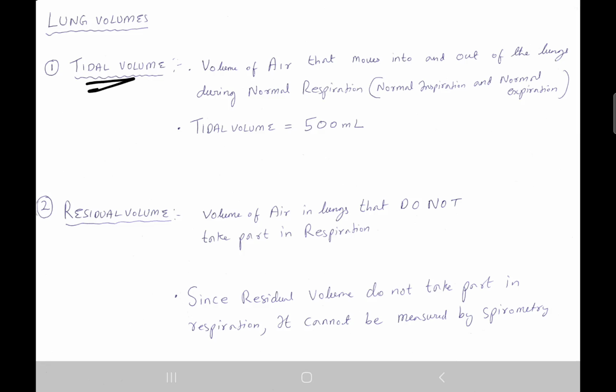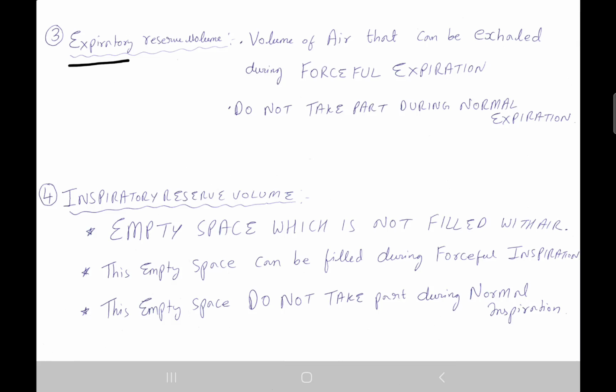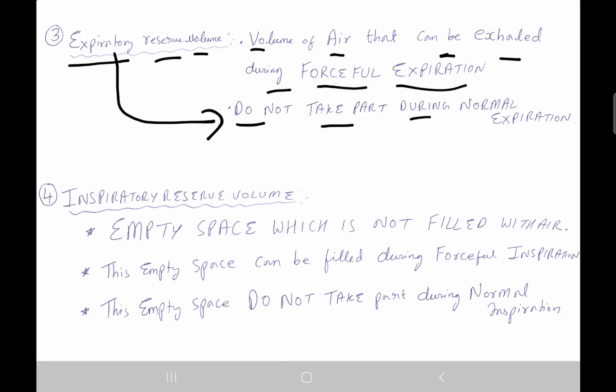Tidal volume is the volume of air that moves into and out of the lungs during normal inspiration and normal expiration. Tidal volume is equal to 500 ml. Residual volume is the volume of air in lungs that does not take part in respiration, so it cannot be measured by spirometry. Expiratory reserve volume is the volume of air that can be exhaled during forceful expiration. It does not take part during normal expiration.